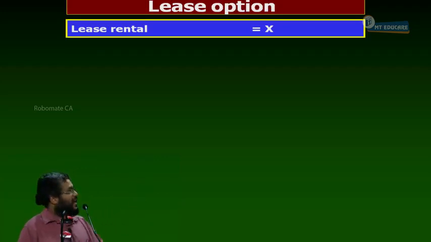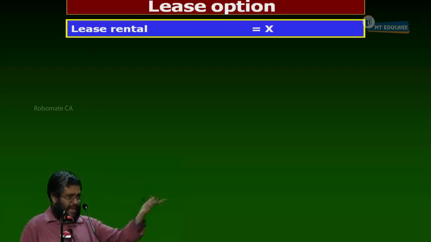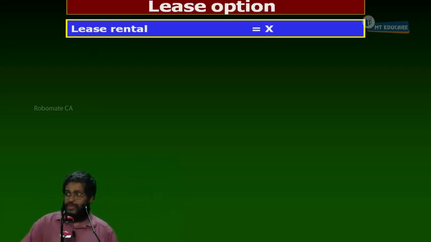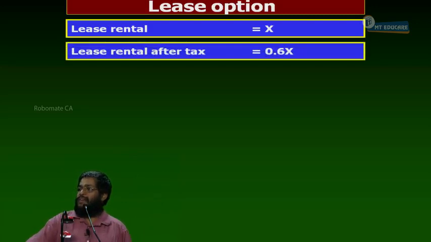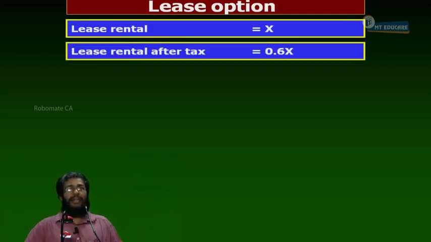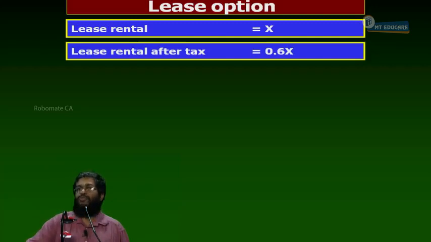Let the indifference lease rental be X. Answer my question: when I pay X, is the entire X an outflow? No, because of the 40% tax. Lease rental after tax is 0.6X. Write down: lease rental after tax is equal to 0.6X.